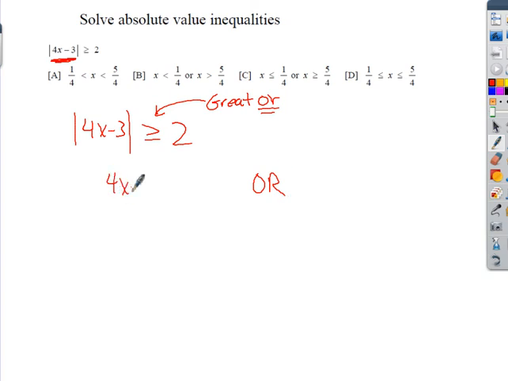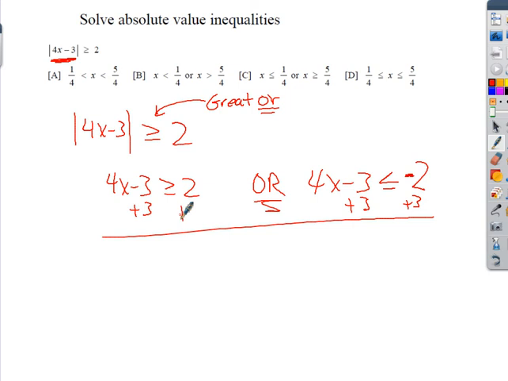Either 4x minus 3 is greater than or equal to 2, or 4x minus 3 is less than, I'm going to flip the symbol and change the sign of the number after it, or equal to negative 2. Alright, and then I'm going to solve each one of these by doing the same steps to both at the same time. So plus 3 to both sides, so I'm just going to isolate x at this point. So I got 4x greater than or equal to 5 on this side. Over here I got 4x is less than or equal to positive 1. Watch your signs there, positives and negatives.